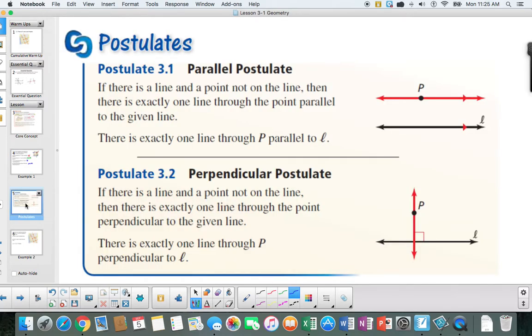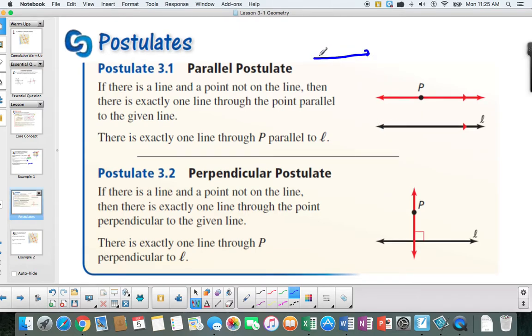The parallel postulate says that given a line and a point, there exists a line going through point P that will be parallel to the given line. The perpendicular postulate says this: if you have a line and a point, then there's going to be a line going through this point, exactly one, that will be perpendicular to the given line.